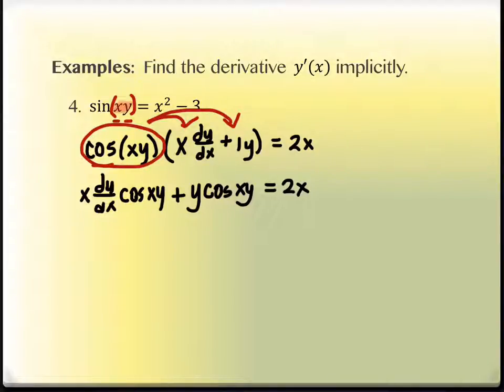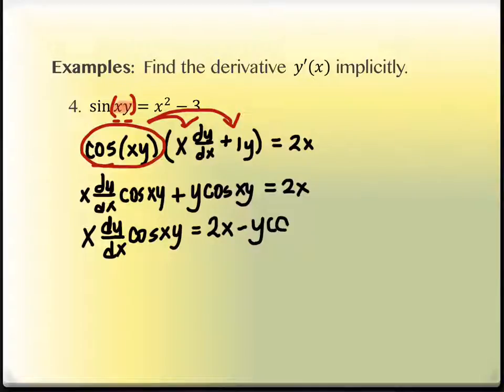Next, I can take this piece, the one that doesn't have the dy dx in it, and I can move it to the right-hand side with the 2x. So this is x dy dx cosine xy equals 2x minus y cosine xy. Like so.